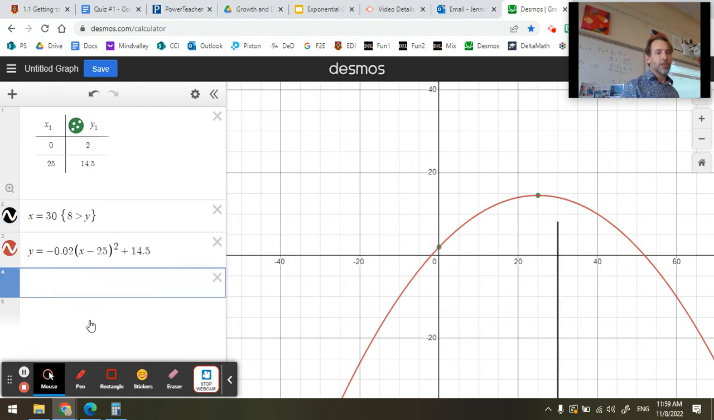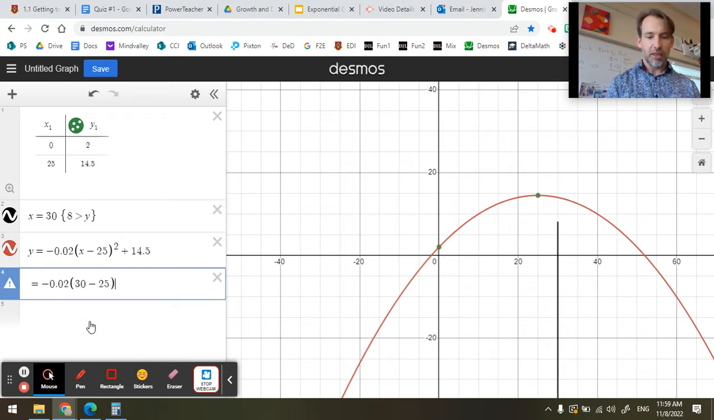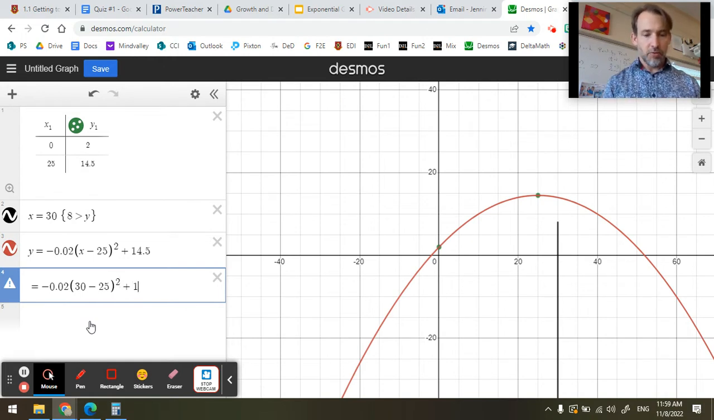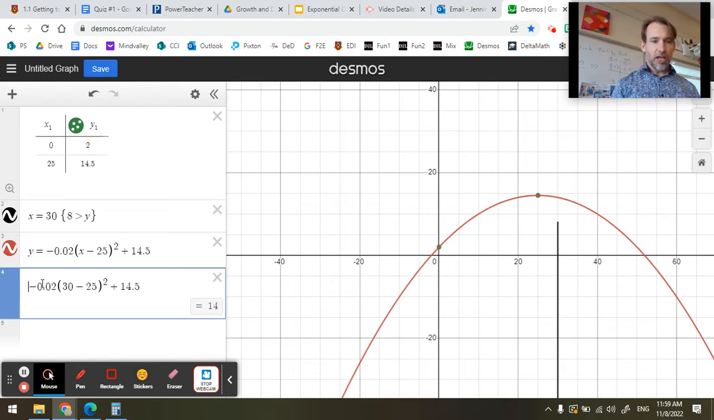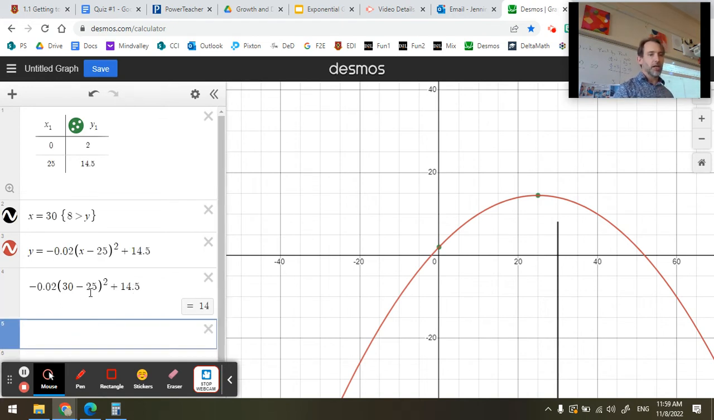What I would do is input 30 here. I would say this is equal to negative 0.02 multiplied by (30 minus 25) squared plus 14.5. And if I evaluate that, I'm told that it's 14. How is that 14? Well, work it out. 30 minus 25, work it out.